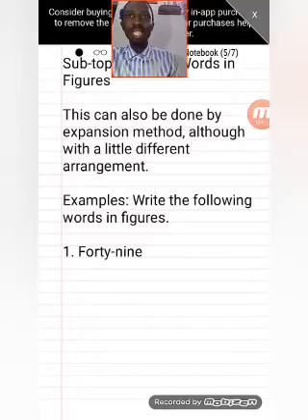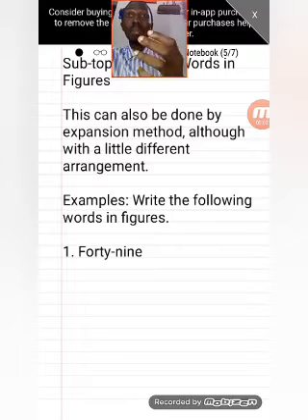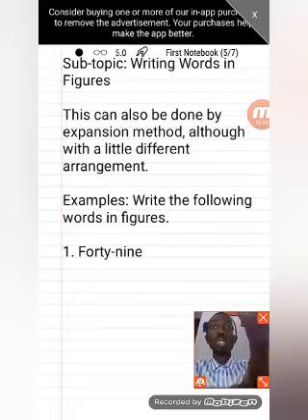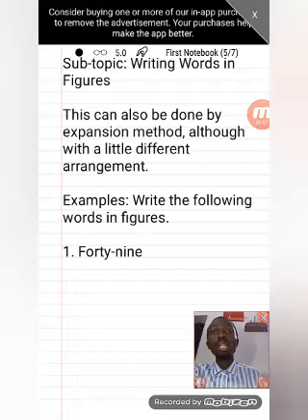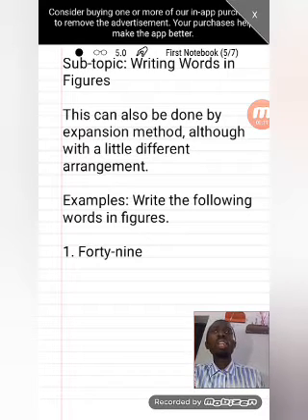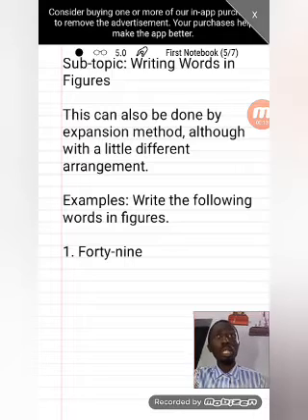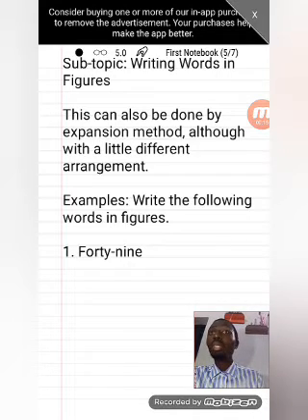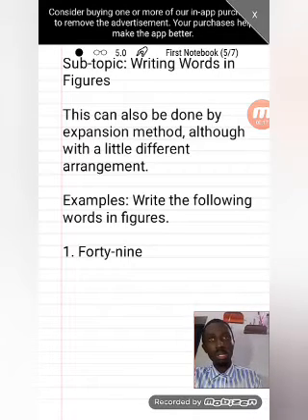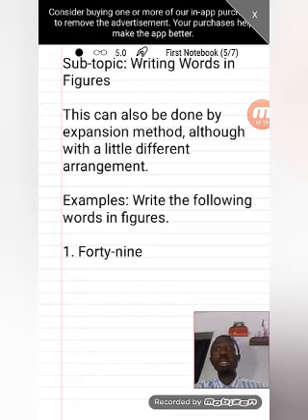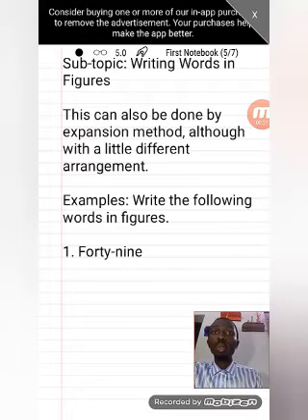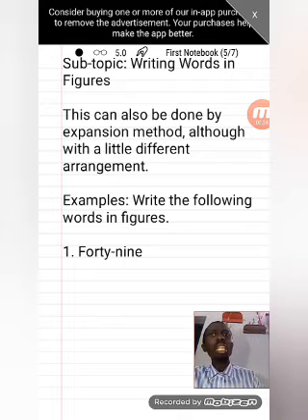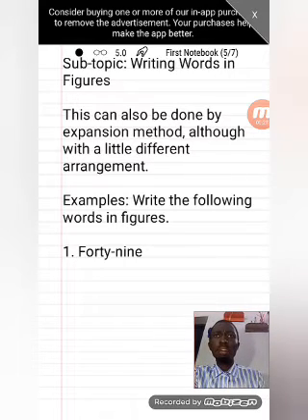We said that we are doing another subtopic today, which is the writing of words in figures. So this can also be done by an expansion method, although with a little different arrangement. So this one would make you read it like an addition. So let's look at the examples that we have here. Examples: write the following words in figures.